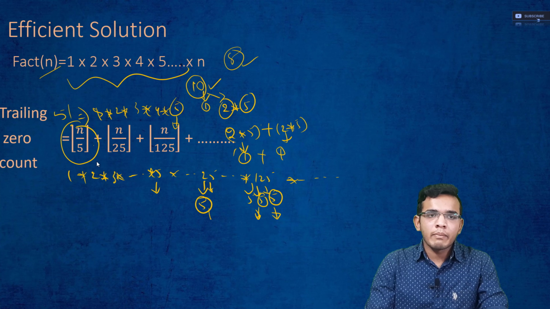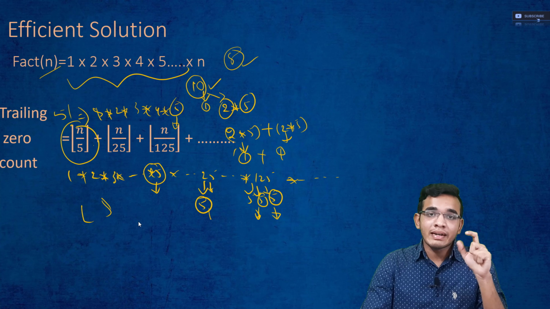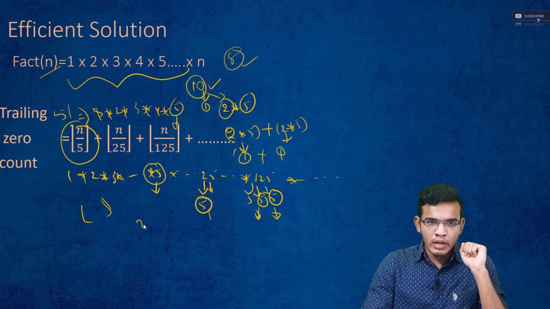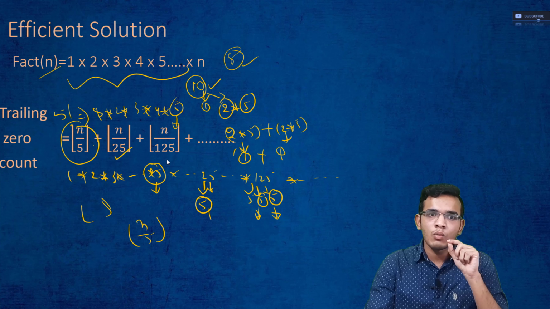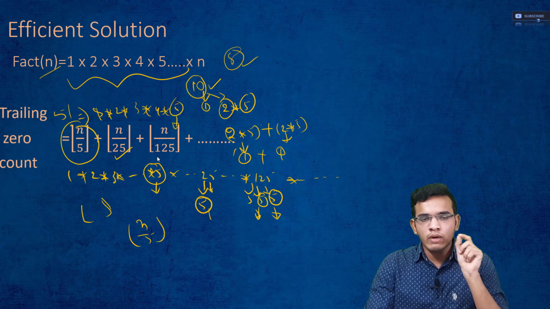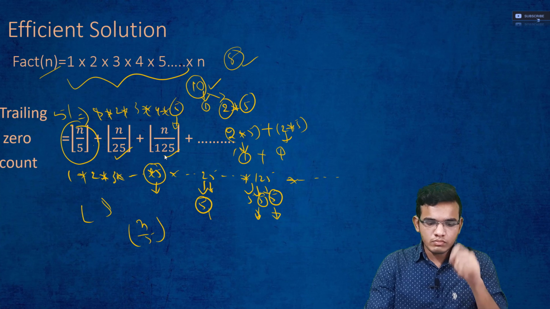I am taking n by 5 for all the single 5 terms, as the floor value of n by 5. Why I am taking floor here is that at least that many are required. Similarly, for 25 I have another 5 added here. For every 25th term I will be taking that as one more trailing zero. Again, for every 125th number I will be taking it as another trailing zero.